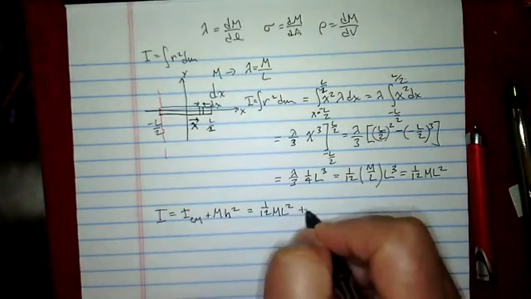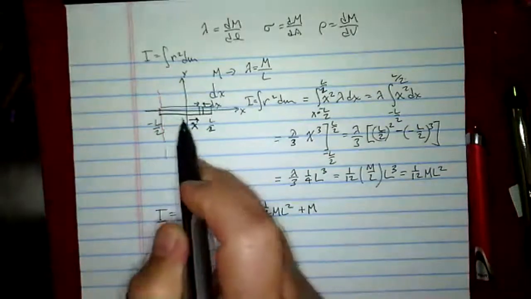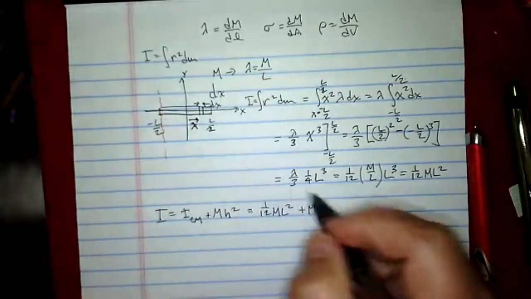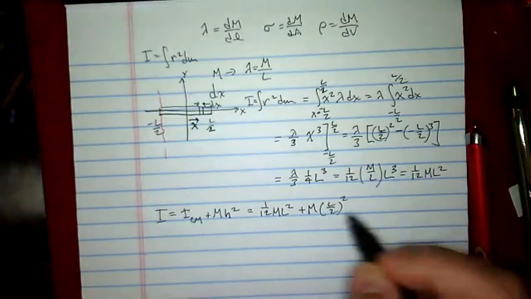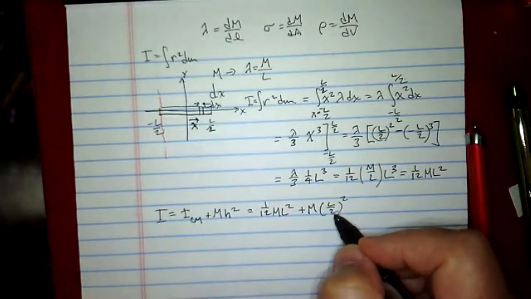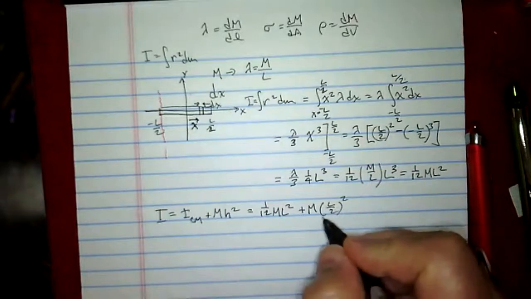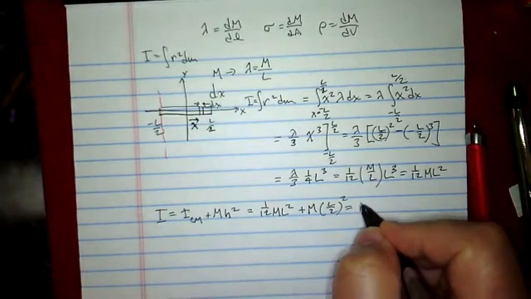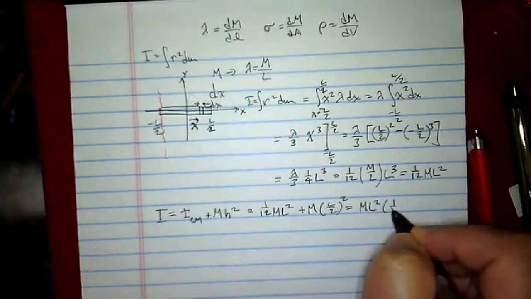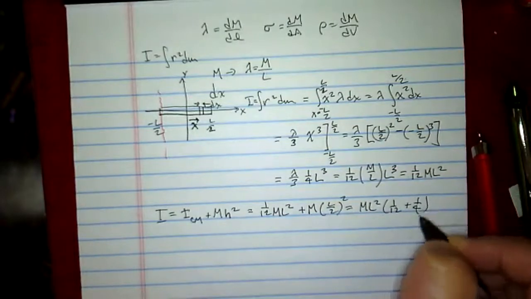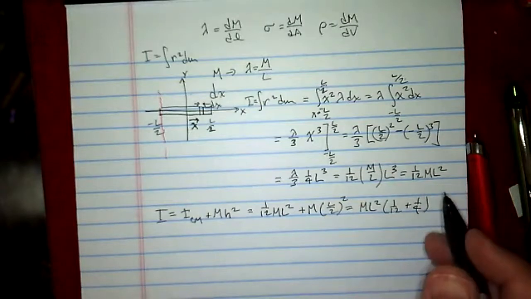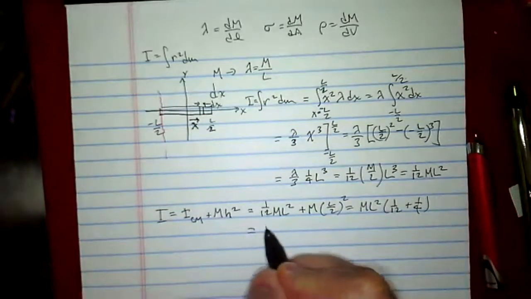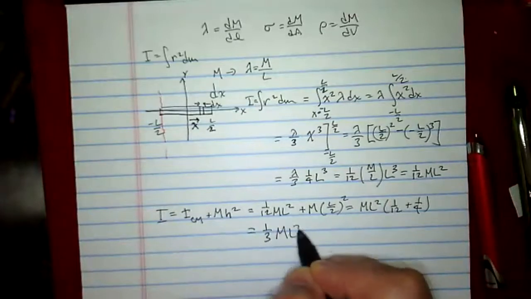mL squared, and add to it m. Now, if it's not at the center, then I've moved it a distance L over 2, so the h becomes L over 2. And since that's squared, that's going to be L squared over 4. So that's 1/4 plus 1/12. So I get m L squared times 1/12 plus 1/4. To make 1/4 into a 12, I have to multiply the top and bottom by 3. So it'd be 3/12 plus 1/12, which is 4/12. So ultimately, I just get 1/3 mL squared.